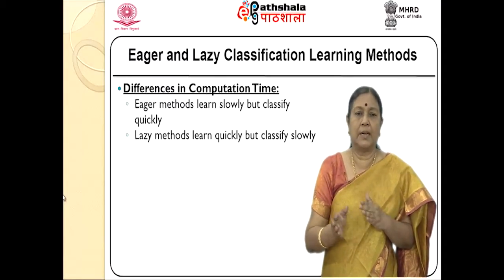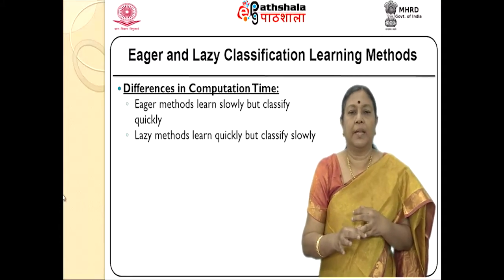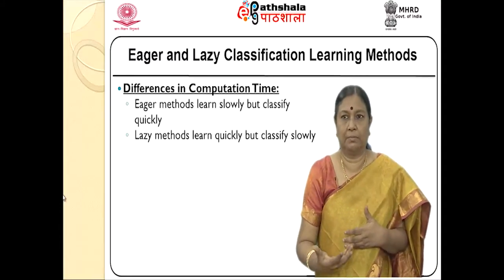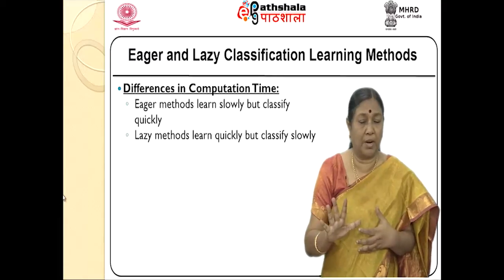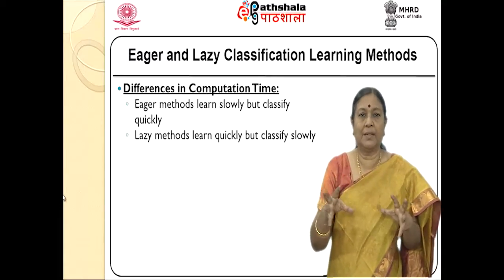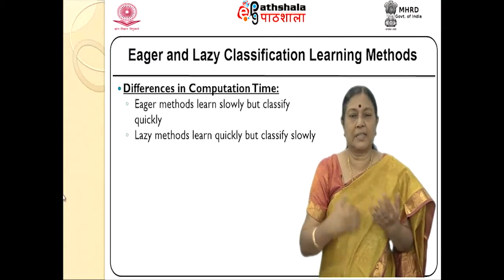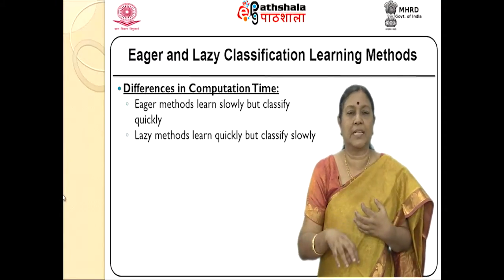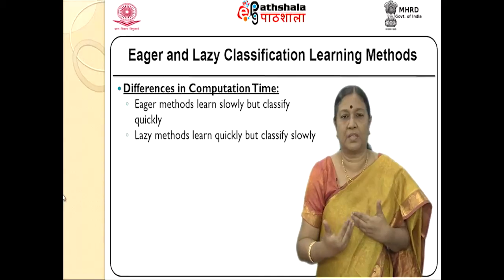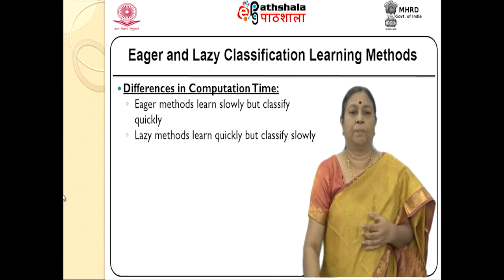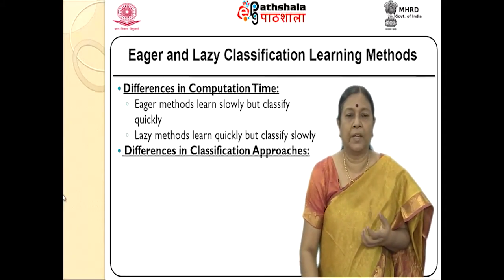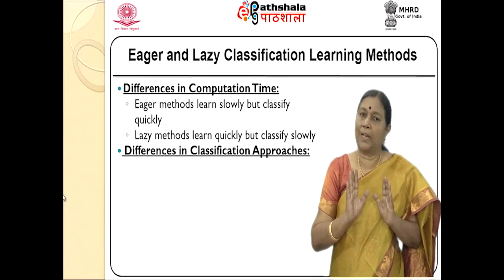Lazy methods learn quickly, but classify very slowly, because learning does not involve building a model. It just stores the data points or training instances, and then when you are doing the classification, that is the time it does the processing. So, classification, or prediction, is slow.